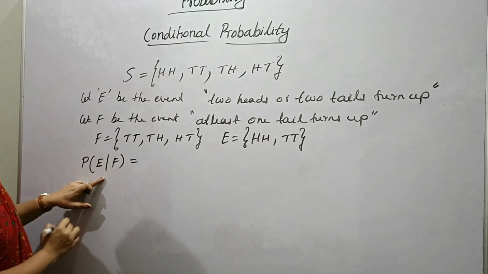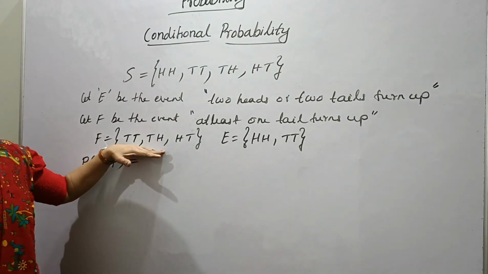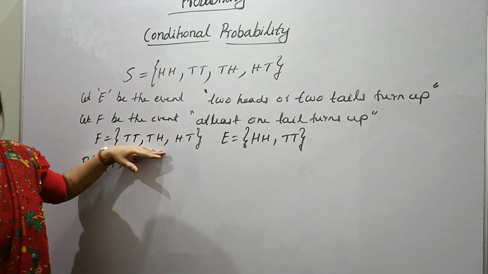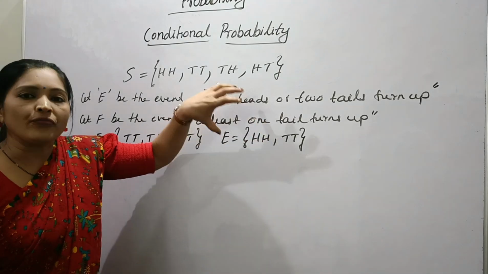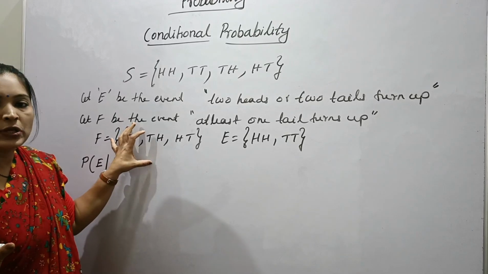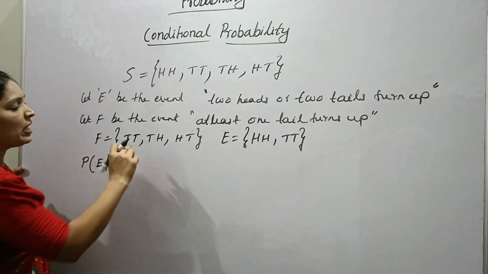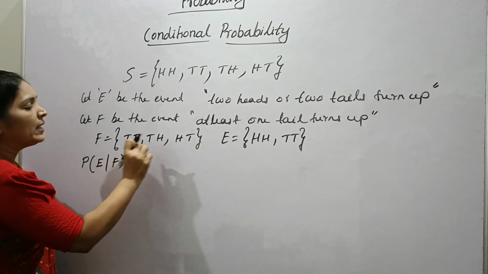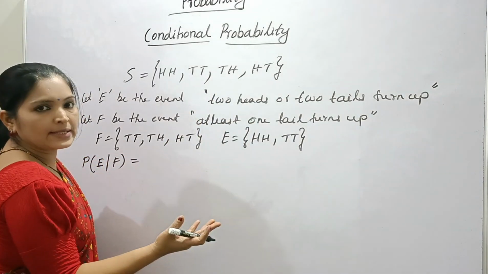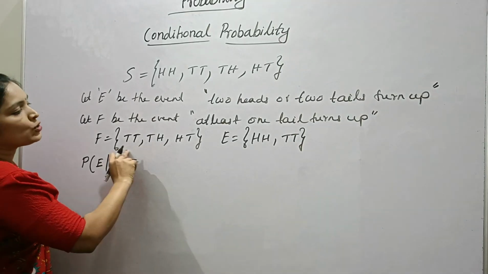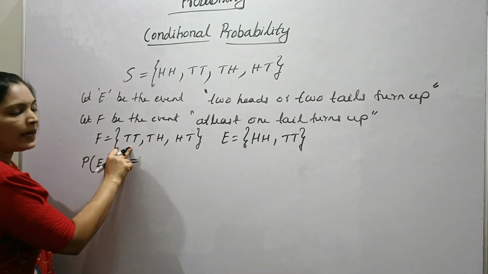So that is equal to, now see, the event F has already occurred. Now what is the probability of E given F? Here we select the favorable outcomes of E from this F. E is nothing but two heads or two tails. Here there is no two heads, right? So we select TT.